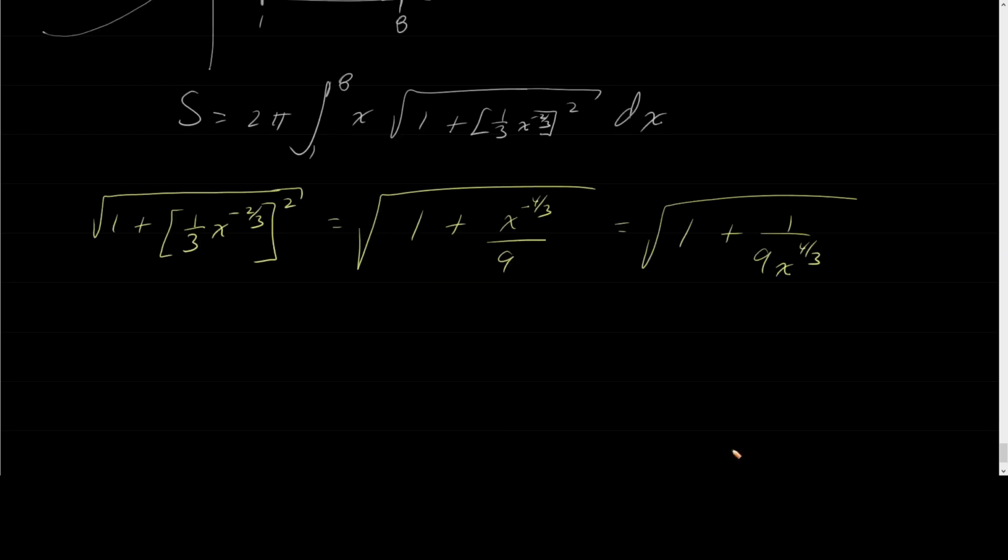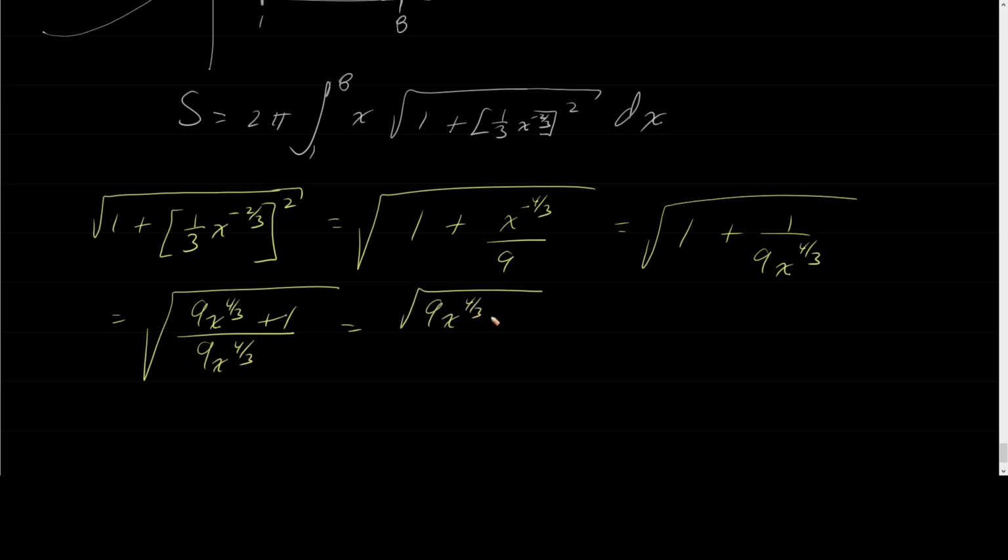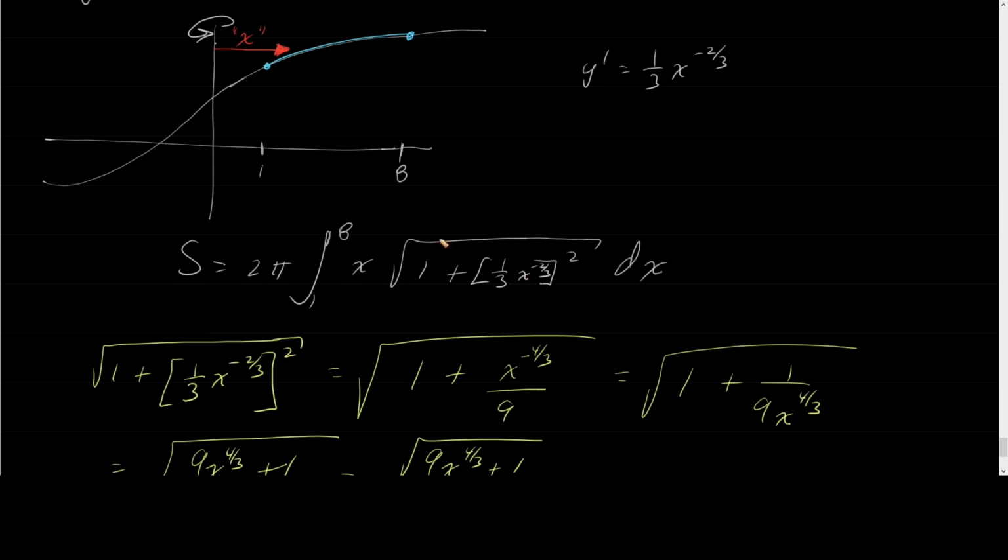Come up with a common denominator. The square root of (9x to the 4/3 plus 1) over 9x to the 4/3. Take the radical at the top and the radical at the bottom. So the square root of the top, square root of 9x to the 4/3 plus 1. Square root of the bottom, well, square root of 9 is 3. The square root of x to the 4/3 is x to the 2/3. All right, so what did we find so far? That was just this piece, right?